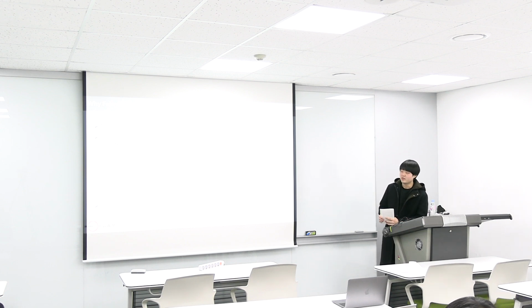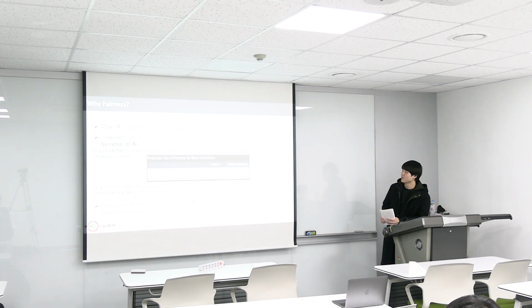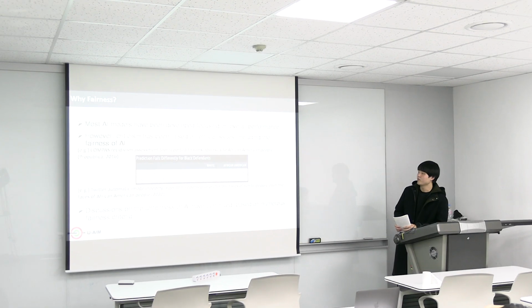So far, AI models have been developed focusing on overall performance. For example, in object detection, recently YOLO V8 has great performance, and in speech recognition, Wave 2.0 has very nice performance. However, several criticisms have been raised about ethical issues of AI. One famous example from 2016 is the COMPAS recidivism assessment tool software.